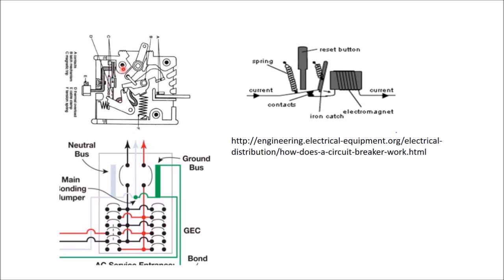What we have is this spring, and the more current that flows through this coil, we have an electromagnet here. The electromagnet, as current flows through, attracts the switch and pulls the breaker up until it triggers a locking mechanism. Pop. You've blown your breaker.